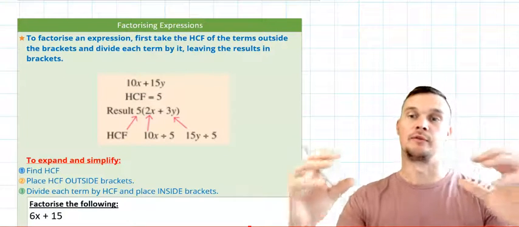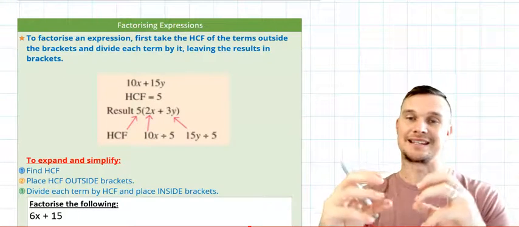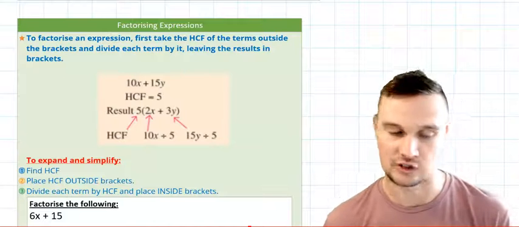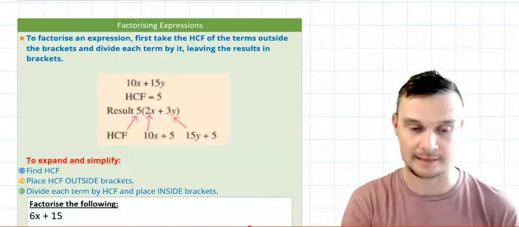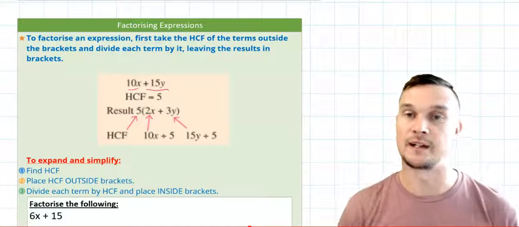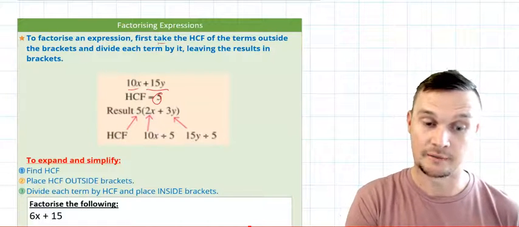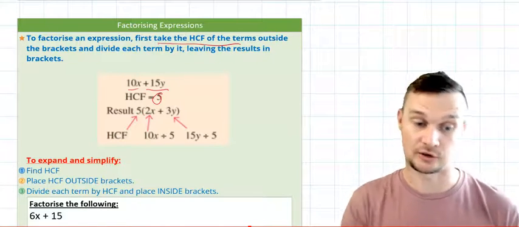Now we're going to be doing the reverse, where we're actually breaking it down and placing it into brackets, and this is why we need to find the HCF. So the example is here. We have 10x and 15y, and the highest common factor is 5. As it says, we first take the HCF of the terms outside the brackets.